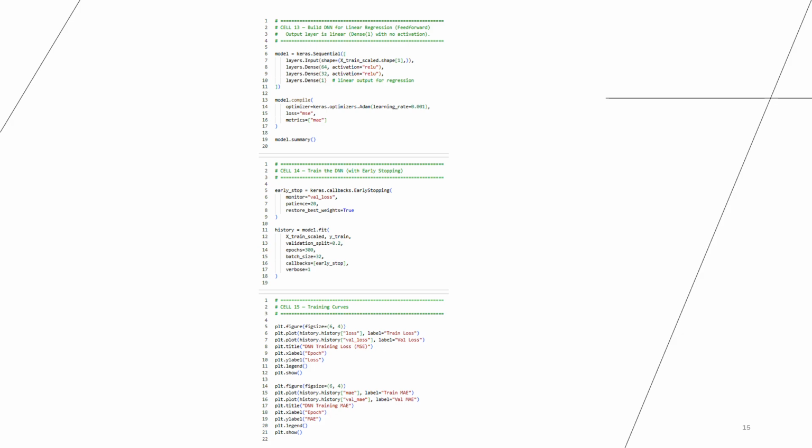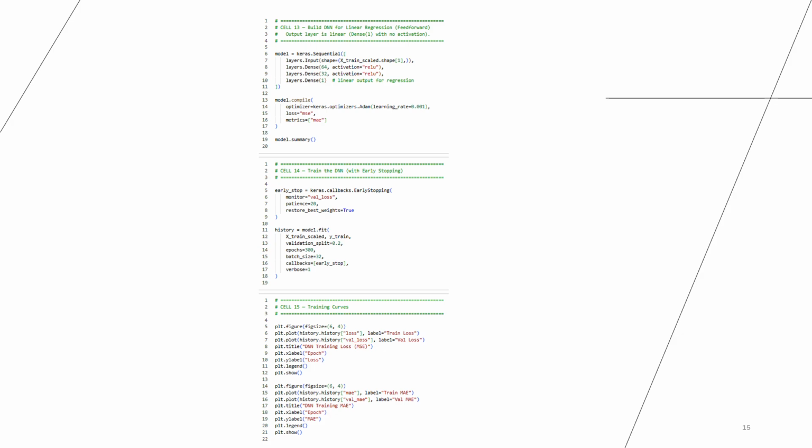We then train the model using the scaled training data. 20% of the training data is reserved as validation data, so the model can be evaluated during the training process. We allow the model to train for up to 300 epochs with a batch size of 32 observations at a time. The early stopping callback will automatically stop training if further improvement is no longer occurring. As the model trains, the training history records how the loss and evaluation metrics change over time.